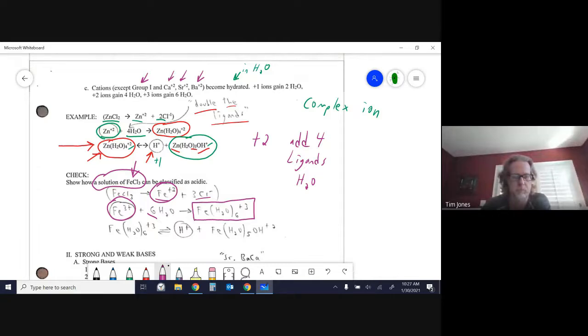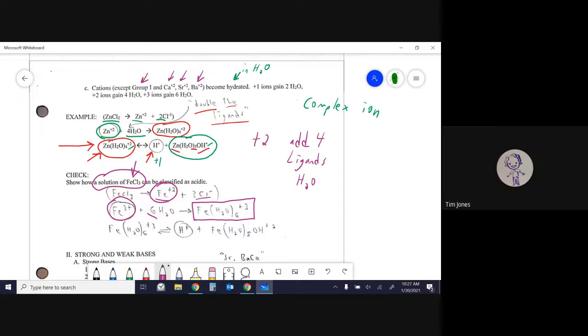We still haven't shown it being acidic. All I've done so far is formed the complex ion, and the real point of the problem is happening here in the third equation. I take the complex ion, it's weak, so double arrow, take off a hydrogen, and then notice I lose one of my waters, it becomes OH. I keep 5 of the waters, and the charge goes from +3 to +2. So really, showing how FeCl3 can be classified as acidic is being shown in the third equation.